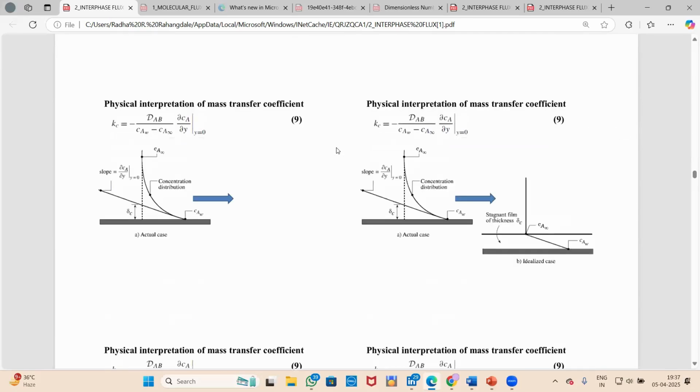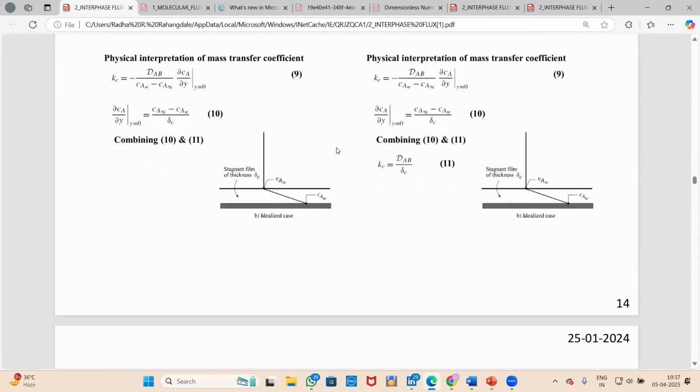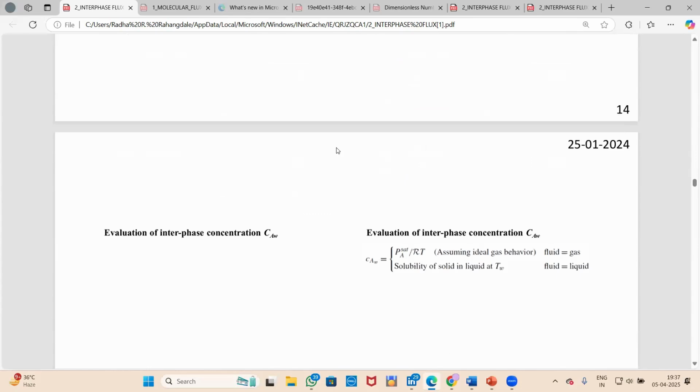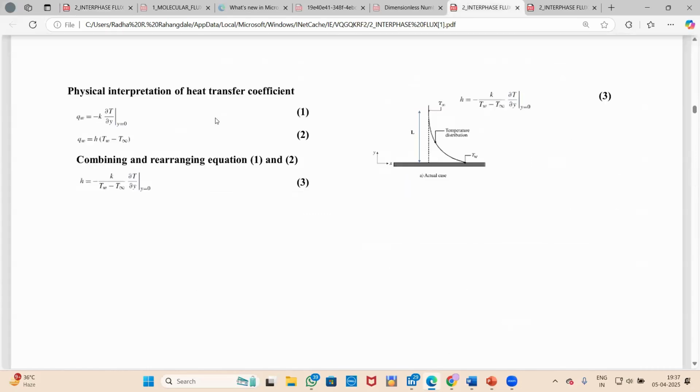the equation Kc is equal to D_AB by delta C. Delta C is your stagnant film thickness. Keep this equation in mind: Kc is equal to D_AB by delta C. Kc is your mass transfer coefficient and D_AB is your diffusivity. This relation will help us in deriving the transport analogy.